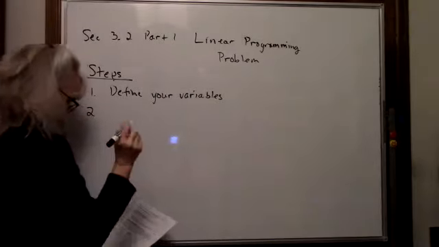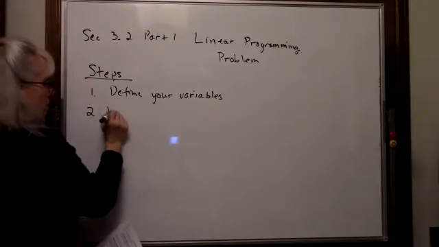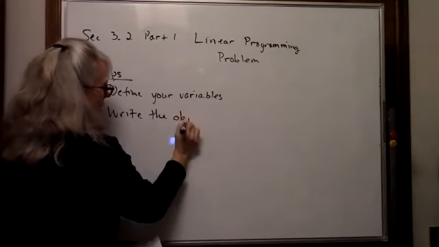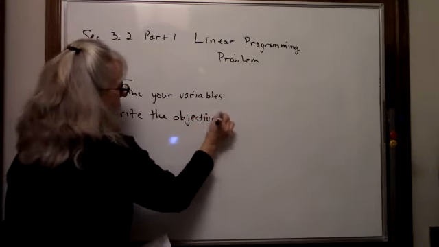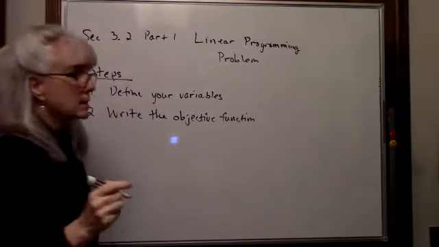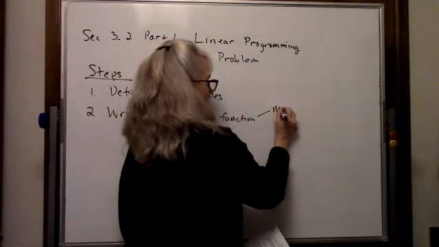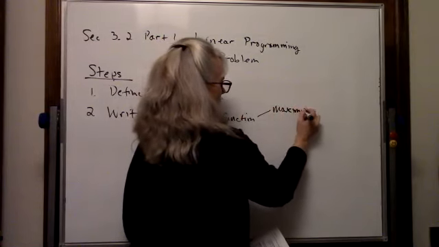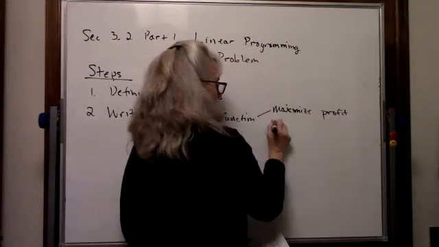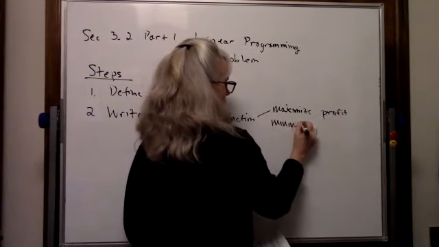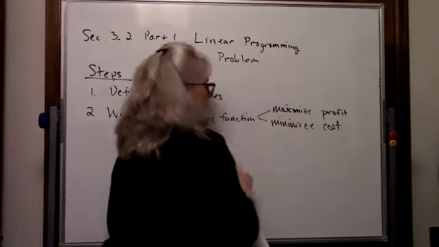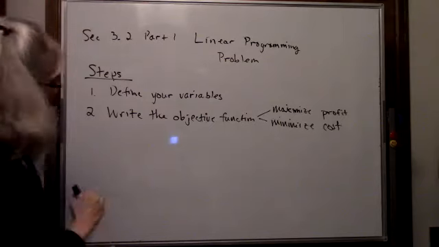Okay, once you've done that, the next thing you're going to do is define or write the objective function. And our objective is either going to be maximize profit, the revenue that you're bringing in, or we might be minimizing the cost associated with producing. So you're going to do one or the other, not both.